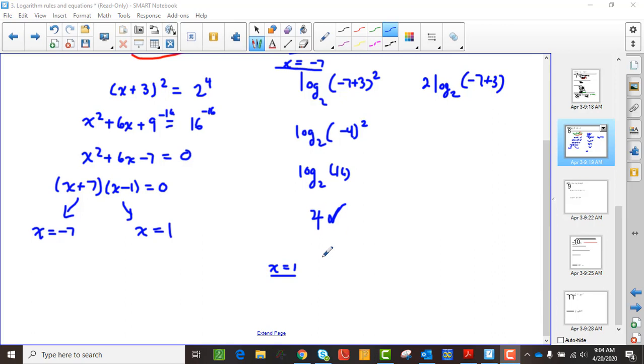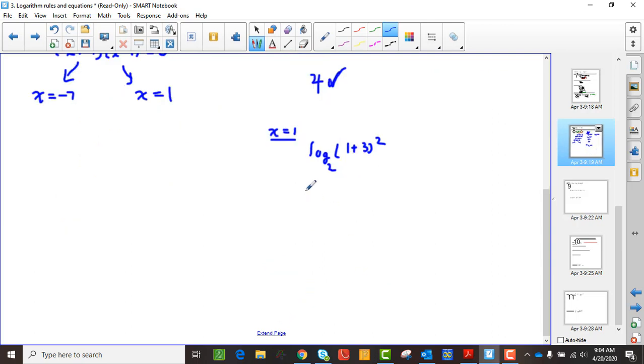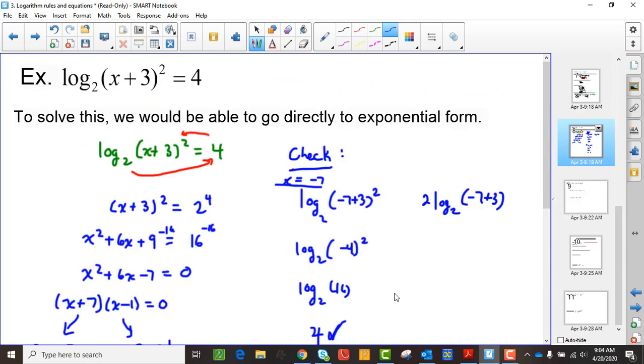And then we're going to do x equals 1. If we put in x equals 1, we're going to get log base 2 of 1 plus 3 squared. And that's log base 2 of 4 squared, which is log base 2 of 16, which is 4. So this one also works. So in this case, we don't have an extraneous solution. We have two solutions that work.